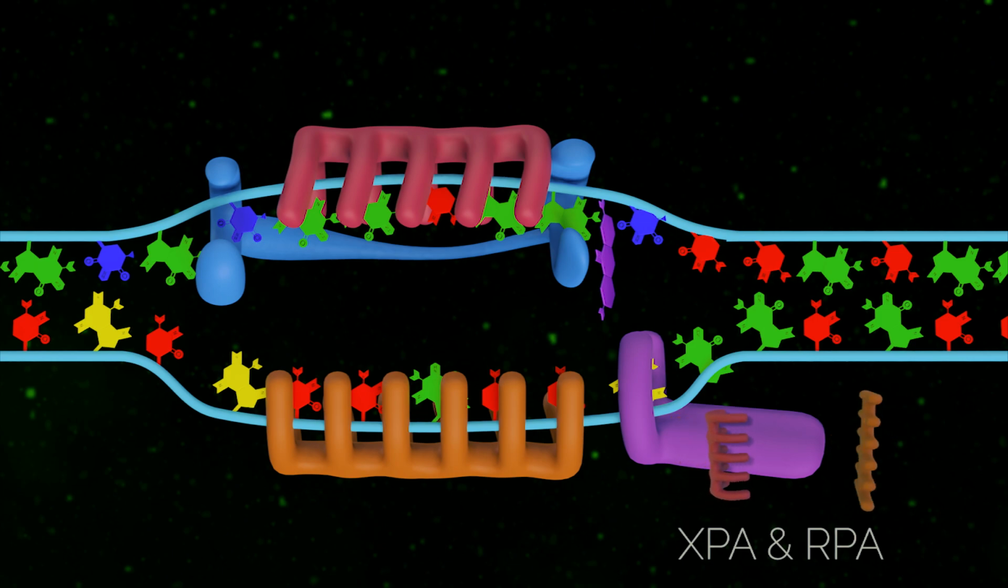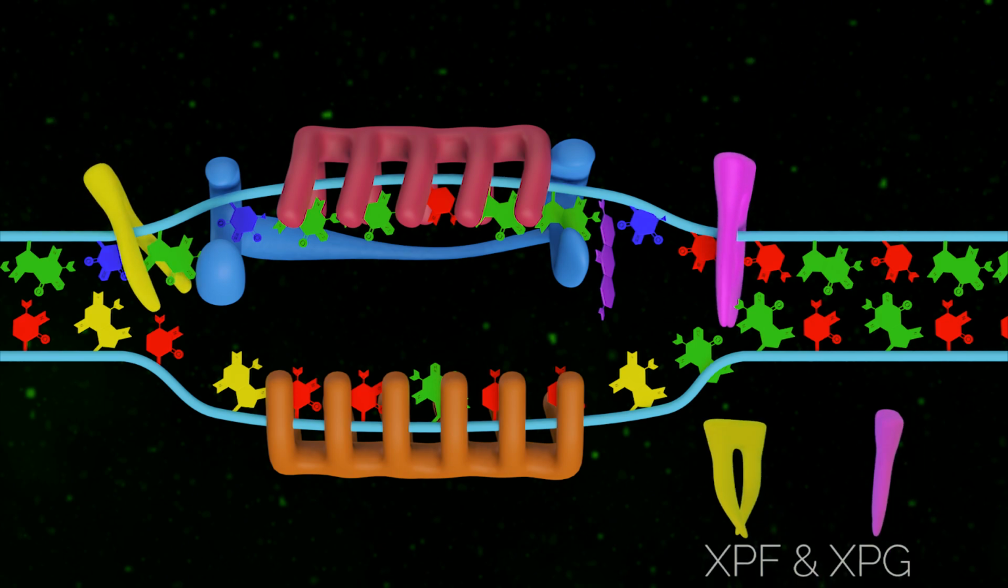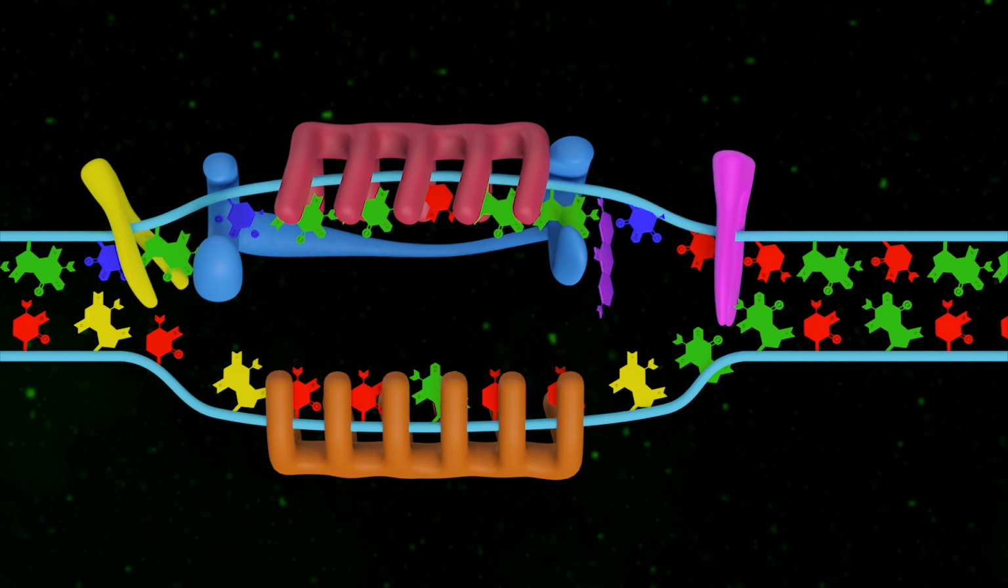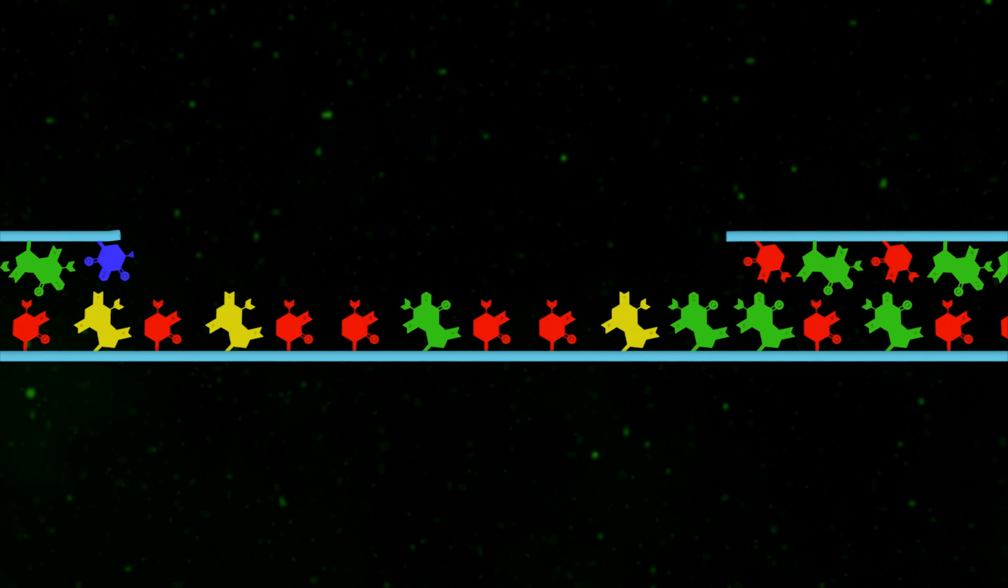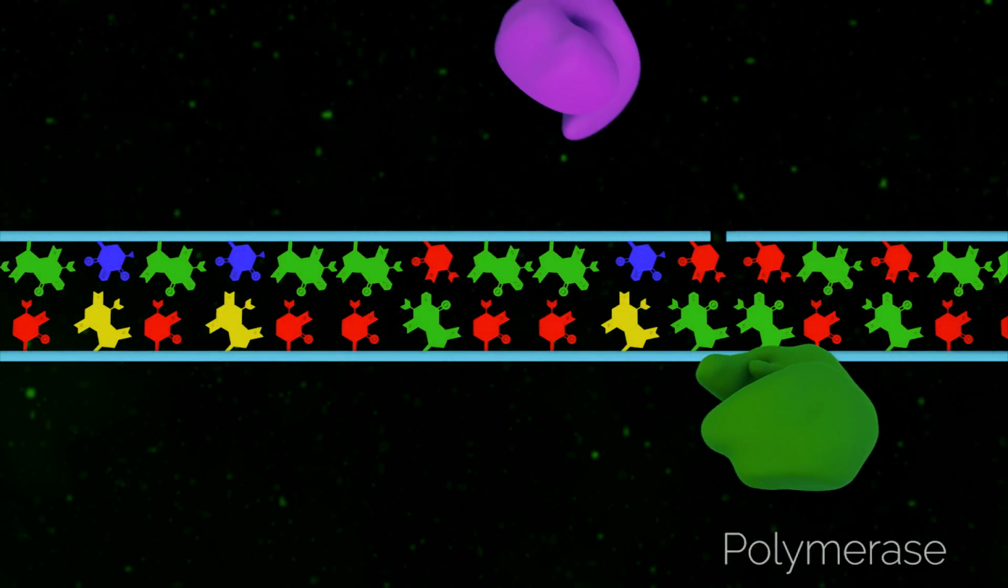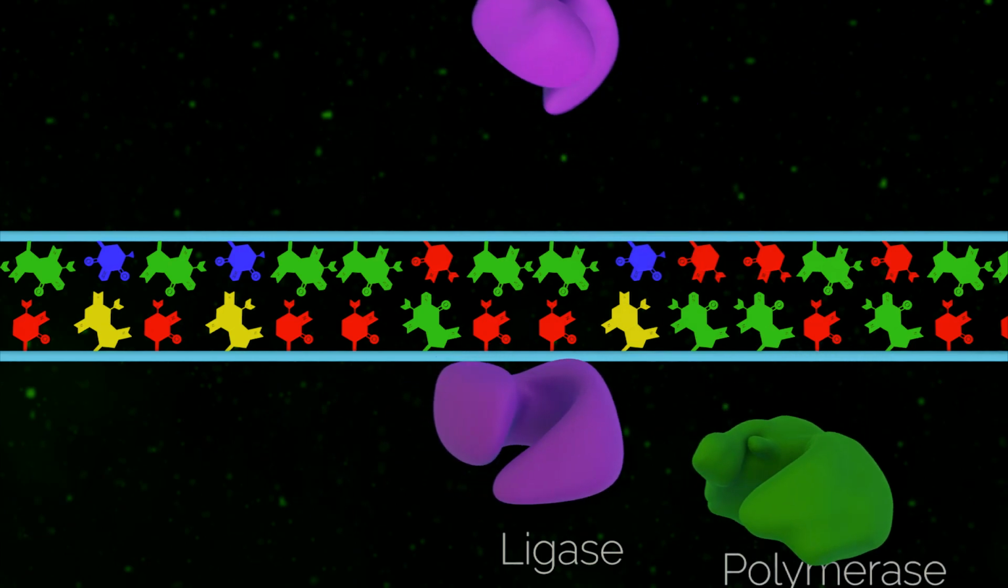At this point, the complex is in place, and it is stable enough to let XPC know that it has done its job and that it can leave now. After that, it recruits two endonucleases called XPG and XPF to put two cuts into the damaged strand. TFIIH will then leave the strand with the excised damaged DNA, and after that, it's just a matter of filling the gap with polymerase and finishing the job with ligase.